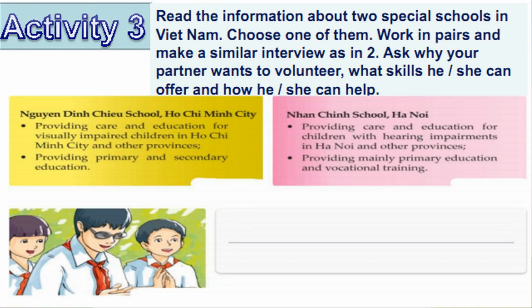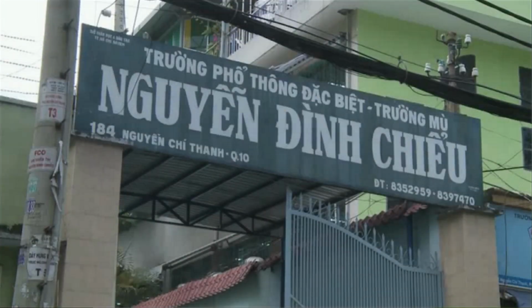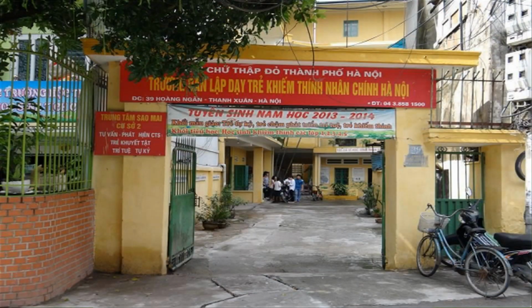Read the information about two special schools in Vietnam. Choose one of them. Work in pairs and make a similar interview as in 2. Ask why your partner wants to volunteer, what skills he or she can offer and how he or she can help. Nguyen Dinh Chu School, Ho Chi Minh City provides care and primary and secondary education for visually impaired children. Nguyen Chinh School, Hanoi provides care and mainly primary education and vocational training for children with hearing impairments.